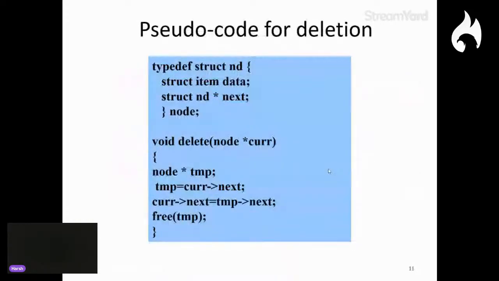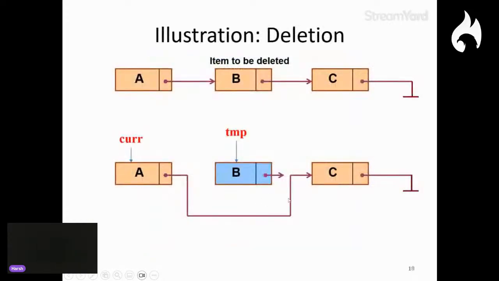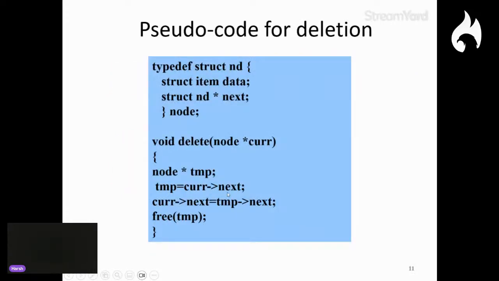So what we will be doing is the same thing. We'll pass our first node current, and we'll make a temporary element temp. Now the temp is equal to current next, and current next is equal to temp next, and then we are freeing the temporary memory which we have deleted from the list. So it is no longer needed, and to avoid memory overflow, we will be freeing this memory so that this memory can be used again by different processes.